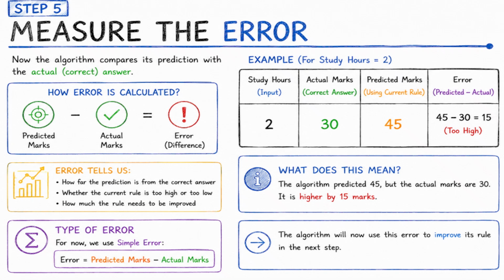This error tells the algorithm how far its current mathematical rule is from the correct answer. A large error means the rule needs significant improvement, while a smaller error means the algorithm is moving in the right direction. But simply measuring the error isn't enough. The algorithm must now use this error to improve its mathematical rule.